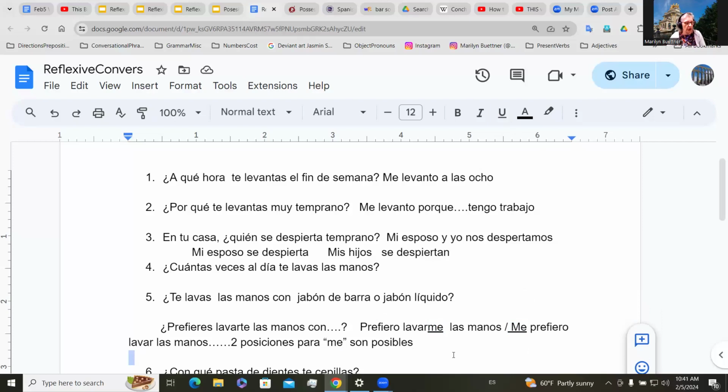Okay? So the reason for that is that when I have an infinitive, which does not get conjugated, I can tag it on to the end of that infinitive, or I can use the position in front of the first verb, which is conjugated. And both of those work.